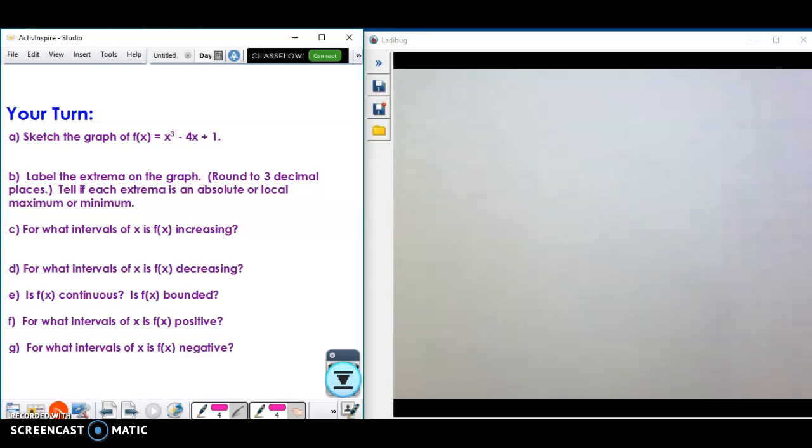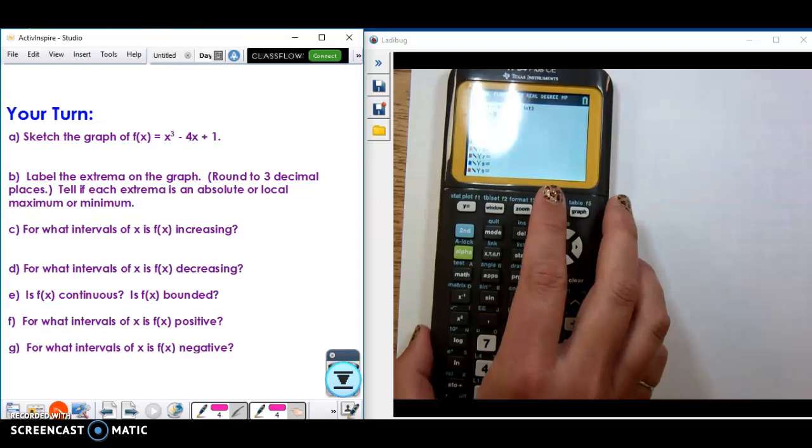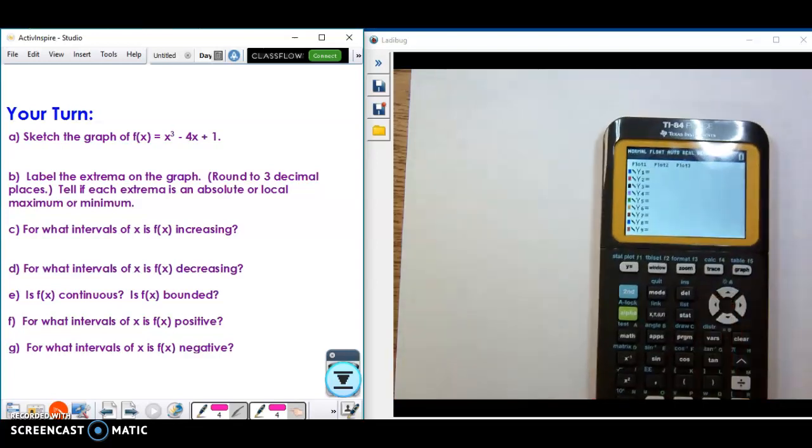Alright, so this last thing is just going to kind of put everything together. So we want to sketch a graph. Hopefully on your Chromebooks they have loaded the calculators, but if not, it's okay. You'll be fine with that one right now. So we're just going to sketch the graph.